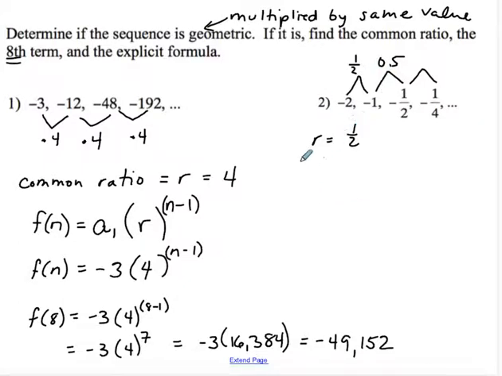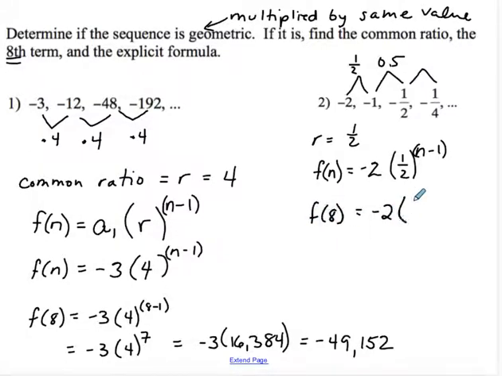So I'm going to write the rule in the same way. I'm just going to start with my first term. So my function here starts with my first value, which is -2. And now my R value is 1/2, raised to the n minus 1 power. So here, if I wanted to find f of 8, I would just plug in 8. So f of 8 is equal to -2 times 1/2 to the 8 minus 1, which is the 7th power.